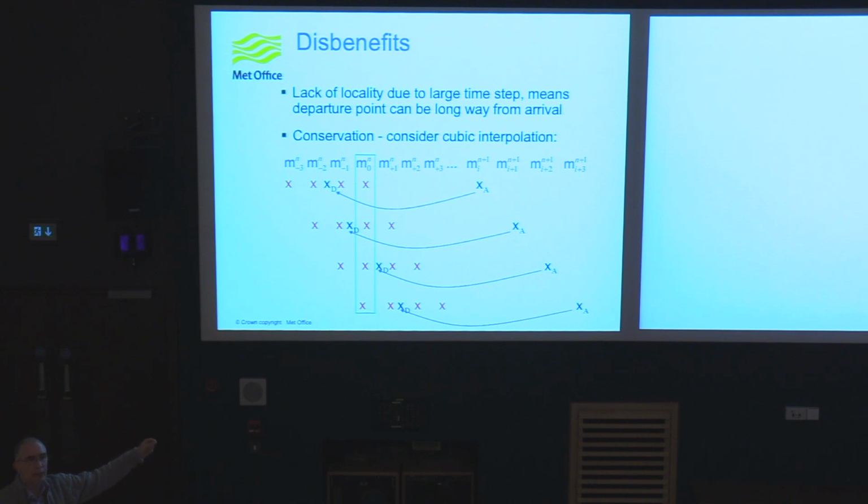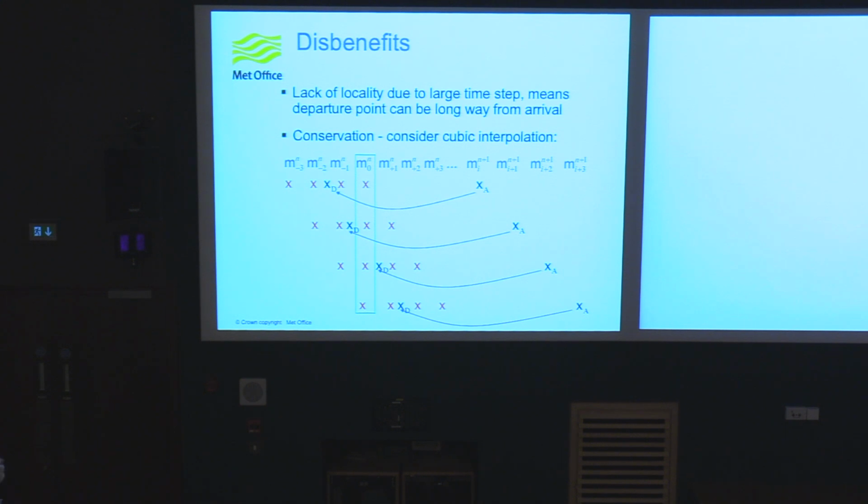So that's great for stability, but if you're running on a very large modern supercomputer with a lot of processors, what that can mean is that your departure point can be a long way away from the processor you're working on. So you have to go off to this other processor and gather information from that, and that can cause what they call communication bottlenecks, which will slow down the code. So from that point of view, there's an efficiency disbenefit.